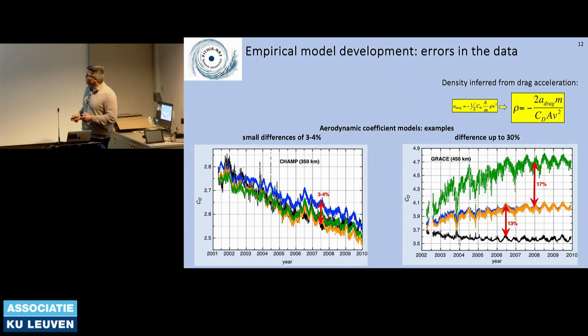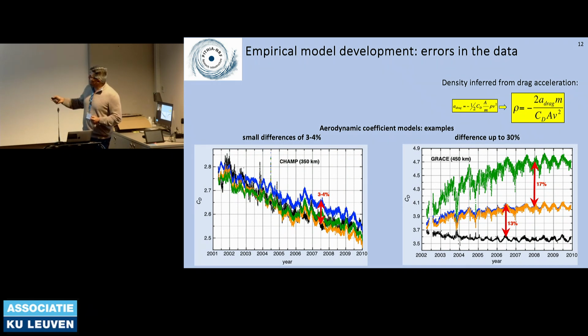Like I said, it can give you very different results. For CHAMP, all these colors are just different models. And it's not the most different models in the world, so the differences can even be larger. For CHAMP, which is at 350 kilometers, if we go to lower altitudes, the models start to agree. For this instance, with these models, we only had a few percent difference in offset in the CD.